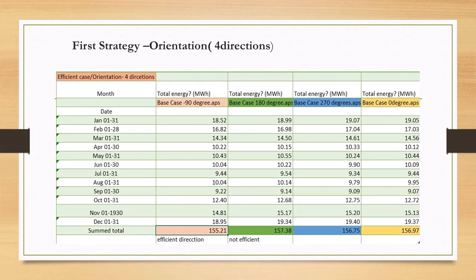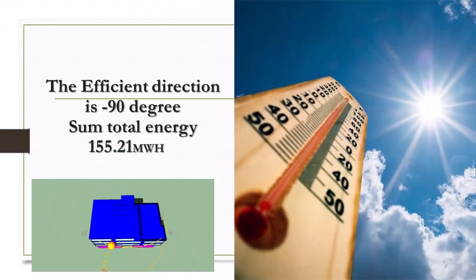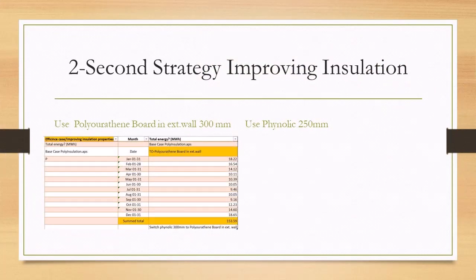The minimum, or the efficient result, is at minus 90 degrees. The efficient direction is minus 90 degrees, with a total energy of 155.21 megawatt hours. The second strategy for the efficient case is improving insulation.